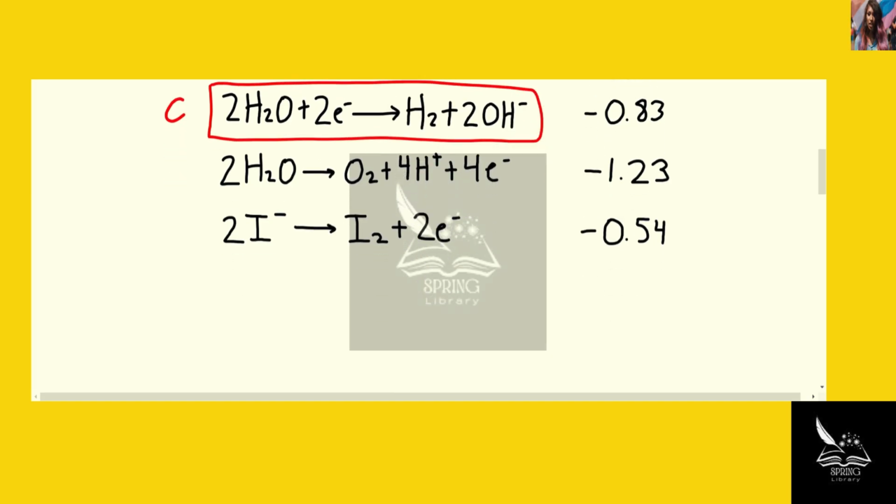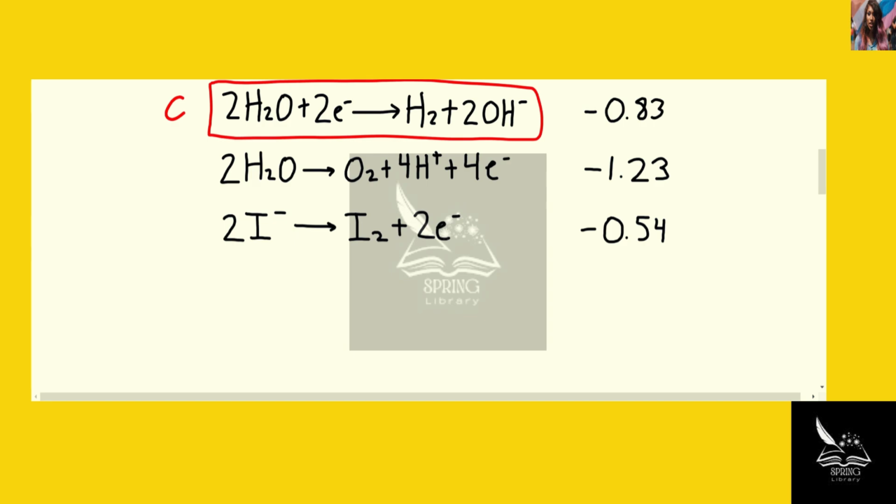And the bottom two half reactions represent the oxidations that will occur. In order to determine which one will proceed, we need to compare their potentials to be oxidized. We see that -0.54 is greater than -1.23. So therefore, I- has a greater potential to be oxidized than H2O, and so it will be oxidized, and oxidation occurs in the anode.